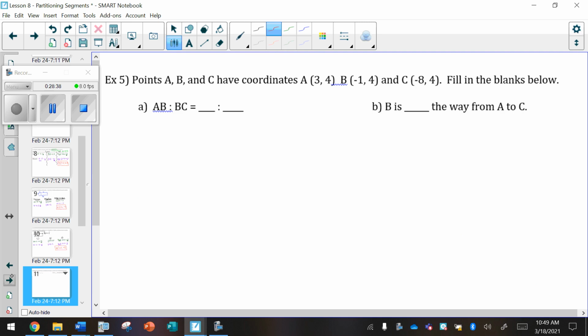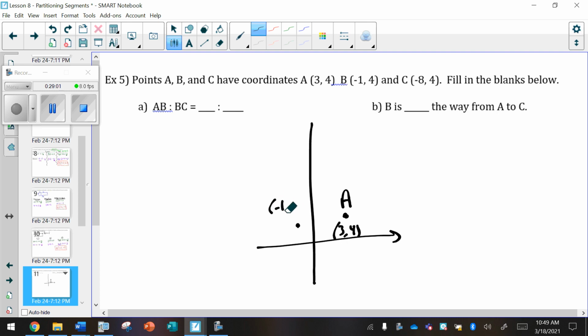Now for our last question, example 5. Points A, B, and C have coordinates: A at 3, 4, B at negative 1, 4, and C at negative 8, 4. Fill in the blanks below. Just make yourself a little sketch for this one. So point A is somewhere over here at 3, 4. Point B is at negative 1, 4. And then C is at negative 8, 4.